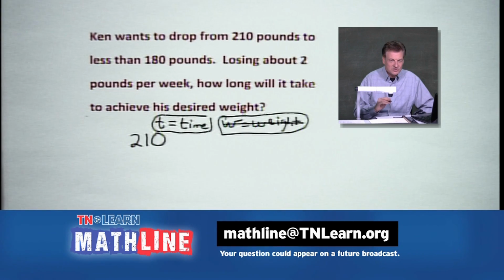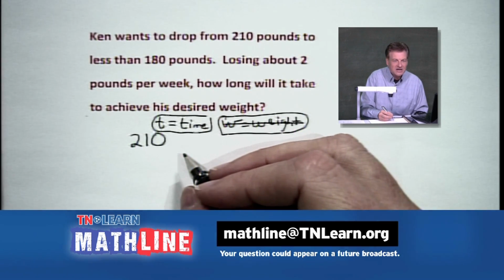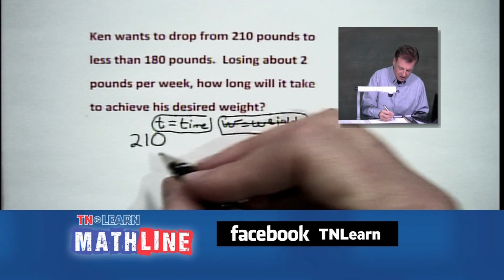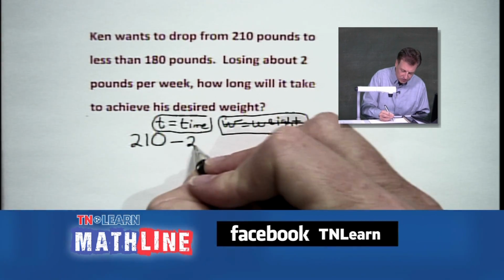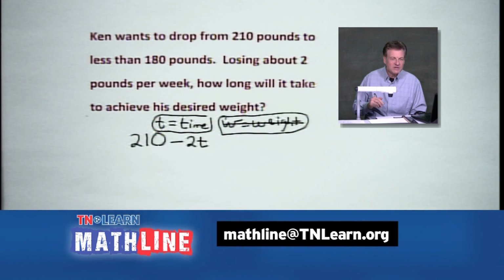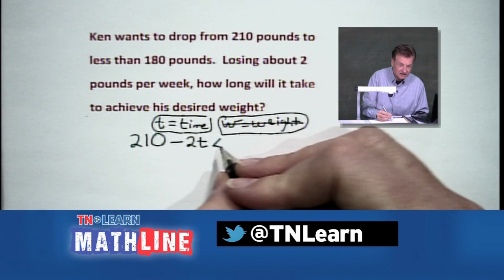So what we're going to do here is say he wants to get to 180, and he's got to lose 2 pounds a week. So he starts at 210. He's going to lose 2 pounds a week. Call it T for time. We don't know how many weeks. That's what we're trying to figure out, how many weeks it is. And goodness sakes, what are we going to end up with? He wants that amount to become what? Less than 180.